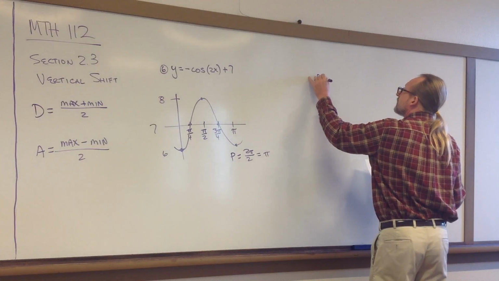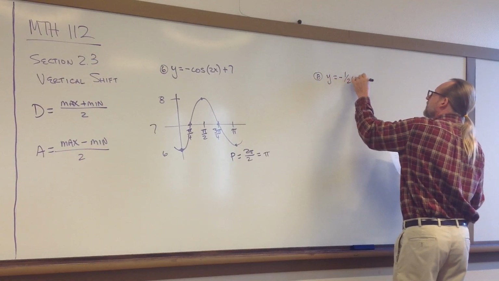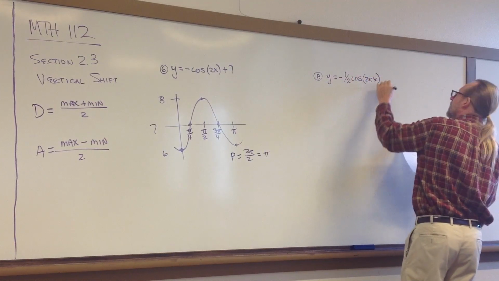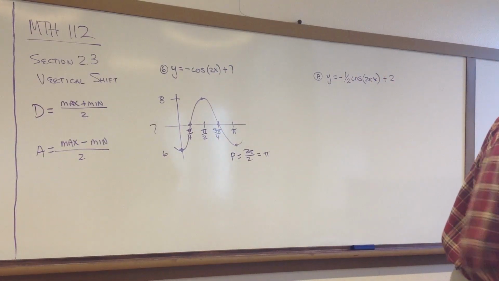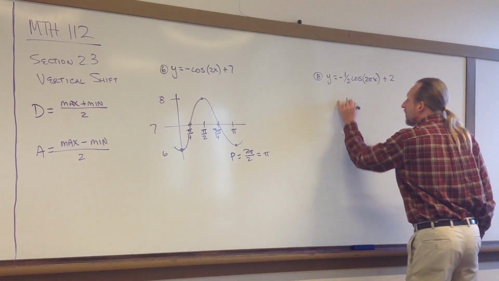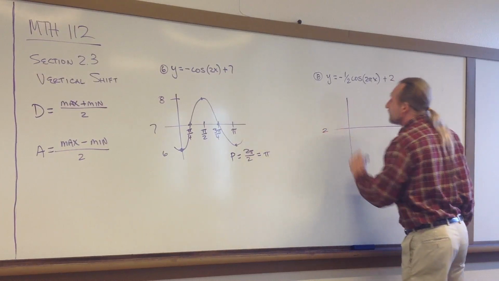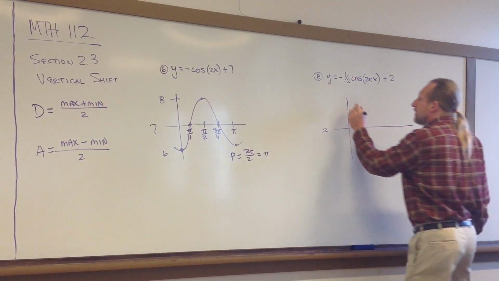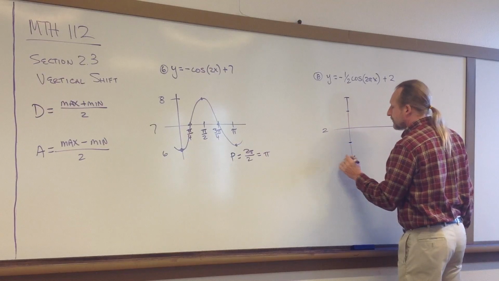Problem 8. Negative 1/2 cosine 2 pi x plus 2. All right, let's see here. So that means it's going to go up to 2.5 and down to 1.5.